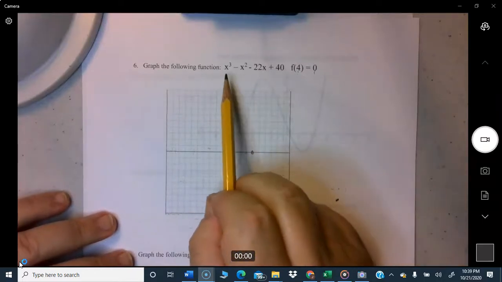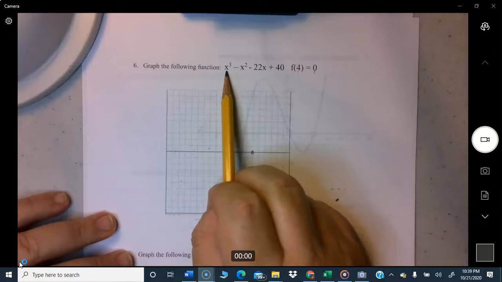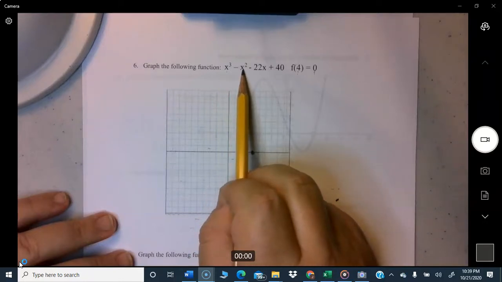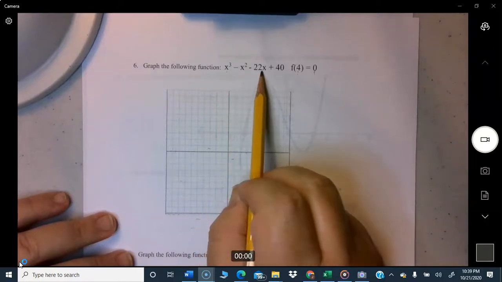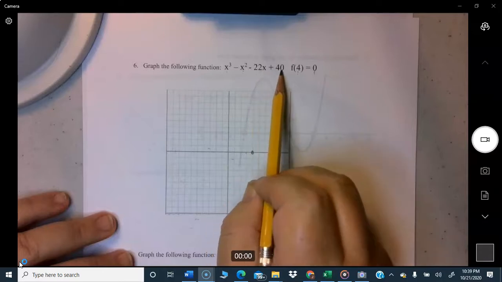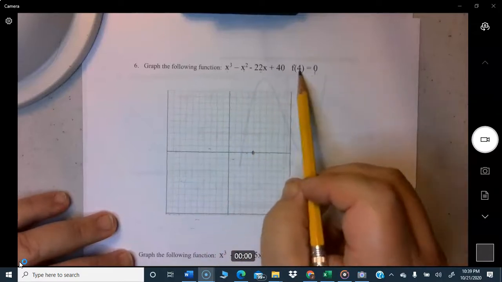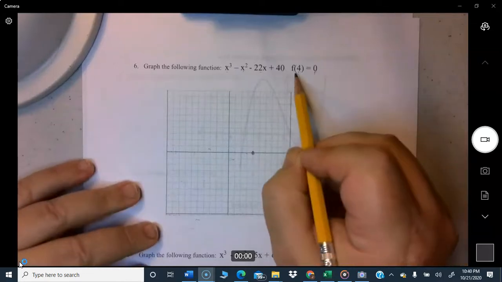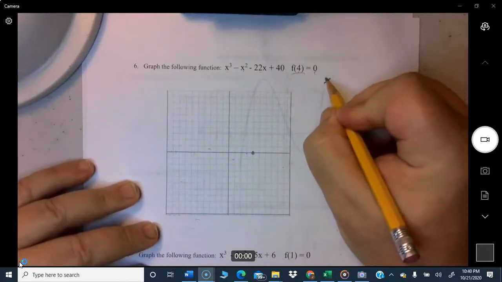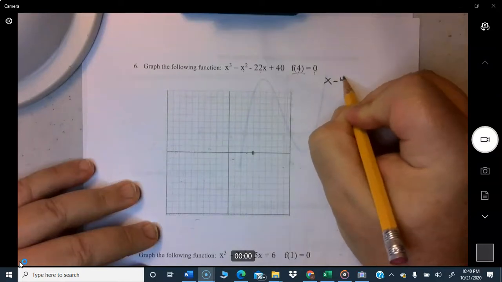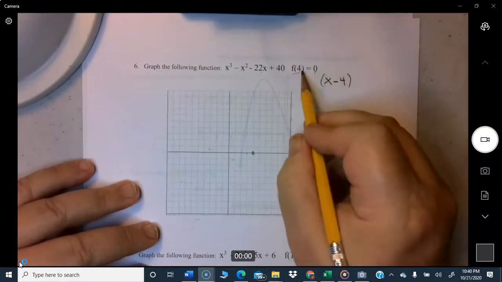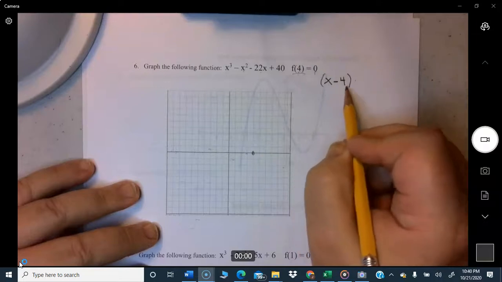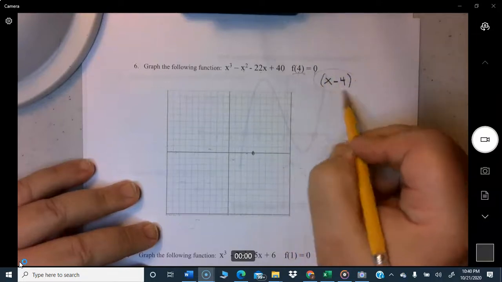If you want to prove it to yourself, plug it in. 4 cubed is 64, minus 4 squared is 16, that gets you to 48, minus 4 times 22 is negative 88, so 48 minus 88 is negative 40, and then you add 40, you get to 0. So that just verified what this is telling you already. Okay, so here we go. So what that means is if this is a 0, then this is a factor. Why? Because if you plug it into x, it will make this go to 0. So 4 minus 4 will go to 0. So this is the factor.